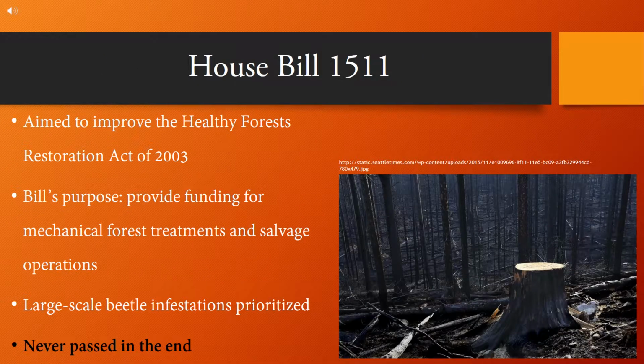House Bill 1511 is intended to improve the Healthy Forest Restoration Act of 2003 by adding to the existing bill. Introduced on April 11, 2013, the objectives were to redirect funding normally intended for land acquisition to fund mechanical forest treatments involved in salvage operations on forest land impacted by catastrophic events, and to allow regeneration to occur, ideally within 5 years. The top priority of the bill was to treat land impacted by large-scale beetle infestations. However, the bill was transferred to different congressional committees and eventually was never passed.